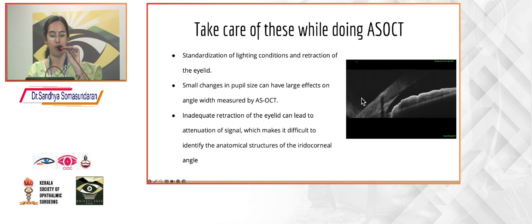And another thing is small changes in pupil size can have large effects on the angle width measured by ASOCT. That is why you have to maintain the lighting conditions. And inadequate retraction of lid can lead to attenuation of signal, which you can see here, and which makes it difficult. Suppose if this artifact was here, you won't be able to identify the scleral spur.